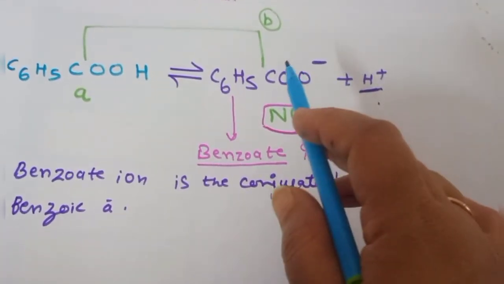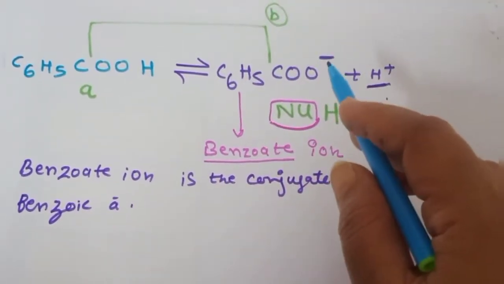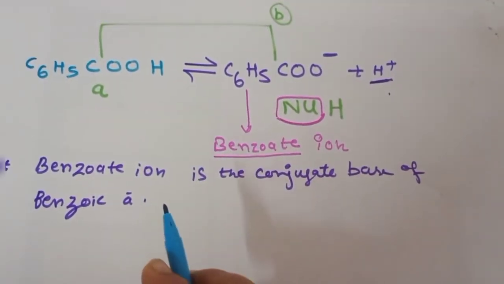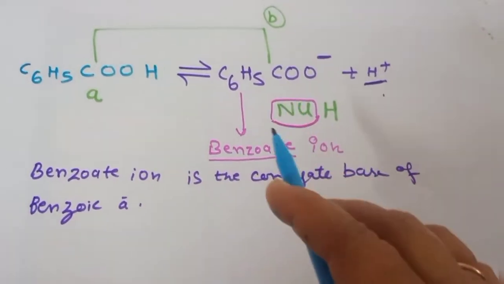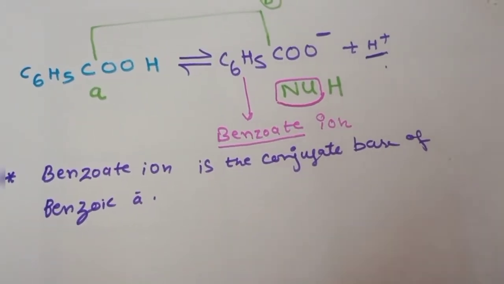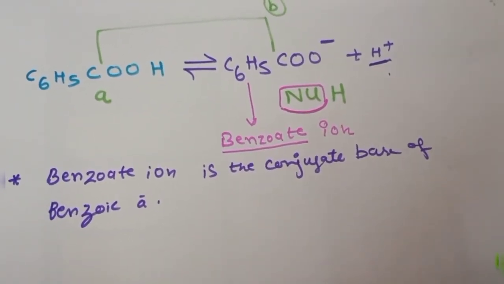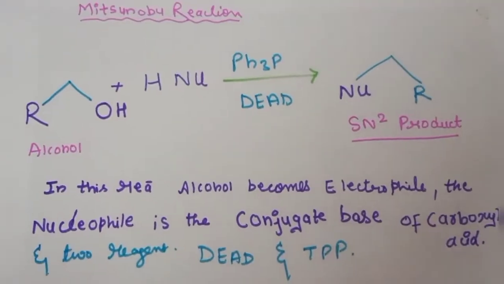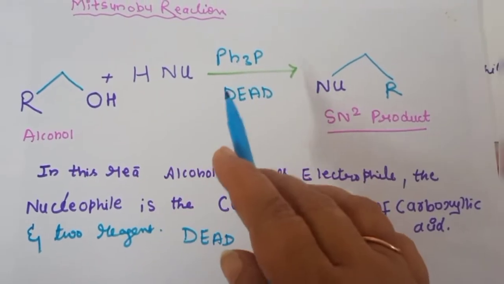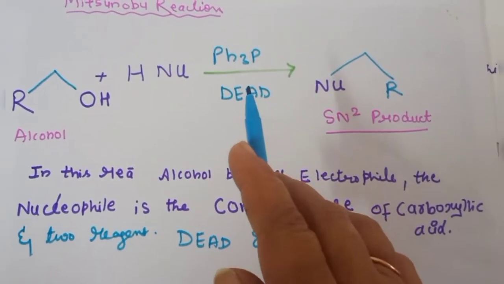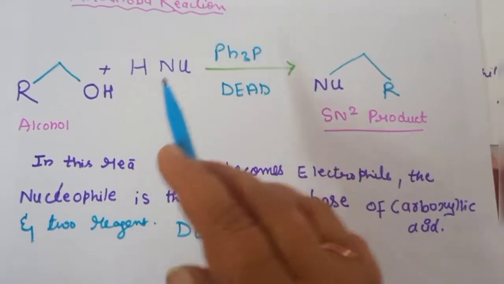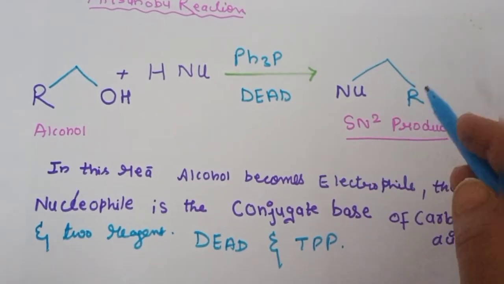So this is our nucleophile part, which has the minus charge, and H will have the positive charge. In this reaction, basically what we have to remember is that the reaction takes place with the conjugate base of any acid. So it is written in the form of NuH, because we need Nu, that is, the conjugate base of an acid. So when we react any alcohol with the conjugate base of an acid in the presence of our reagents, DEAD, diethyl azodicarboxylate, and triphenylphosphine, the alcohol gets converted to the respective product.